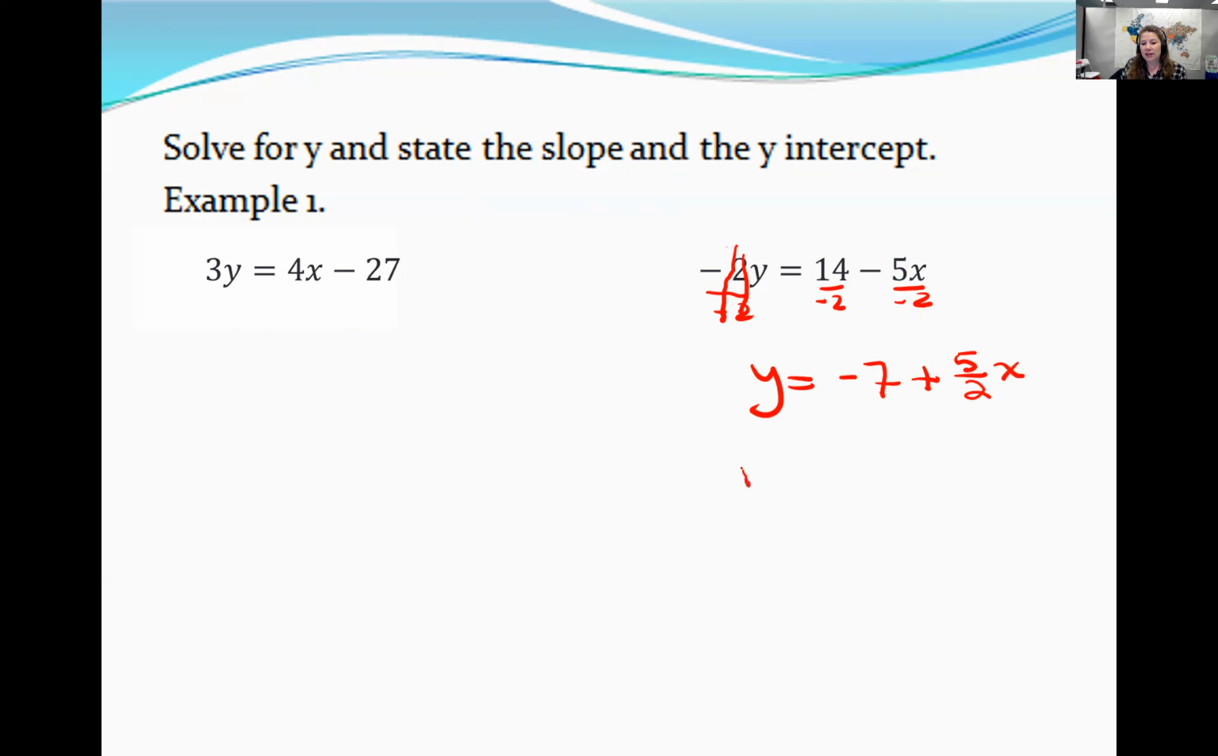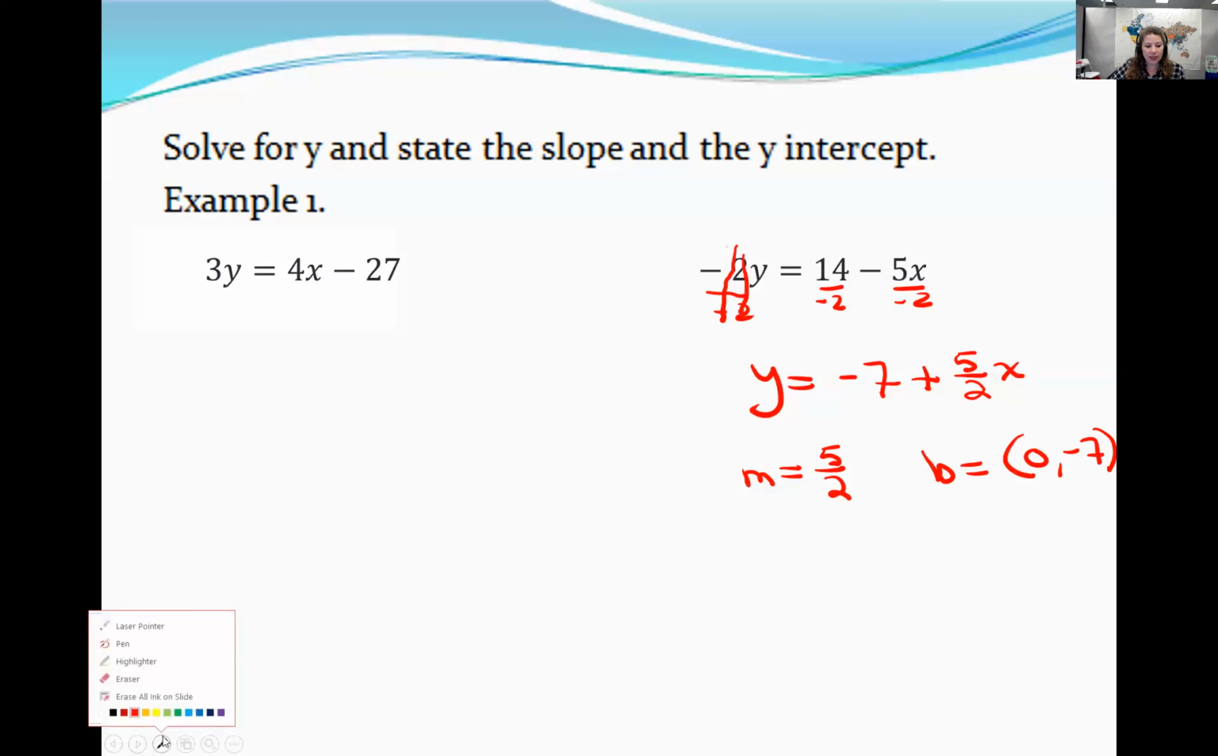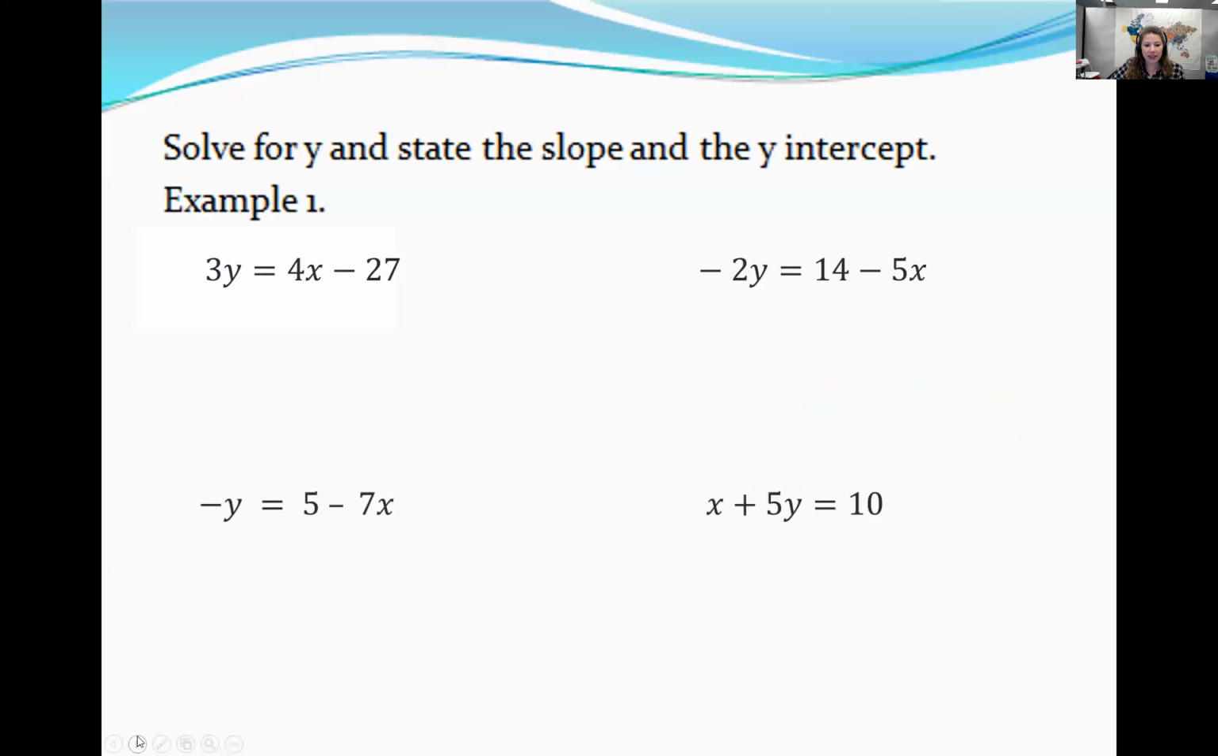Okay, so now what's the slope? What number is being multiplied by x? 5/2. And what's the y-intercept? The constant, and it's 0, -7. The y-intercept is the y value when x equals 0. All right, as you guys start understanding these, I want you guys to pause the video and I want you to try these yourselves, okay?